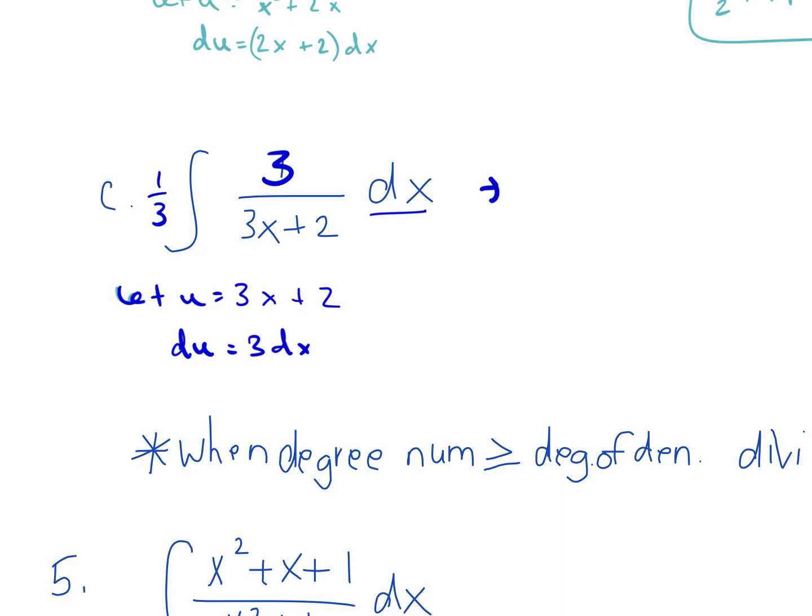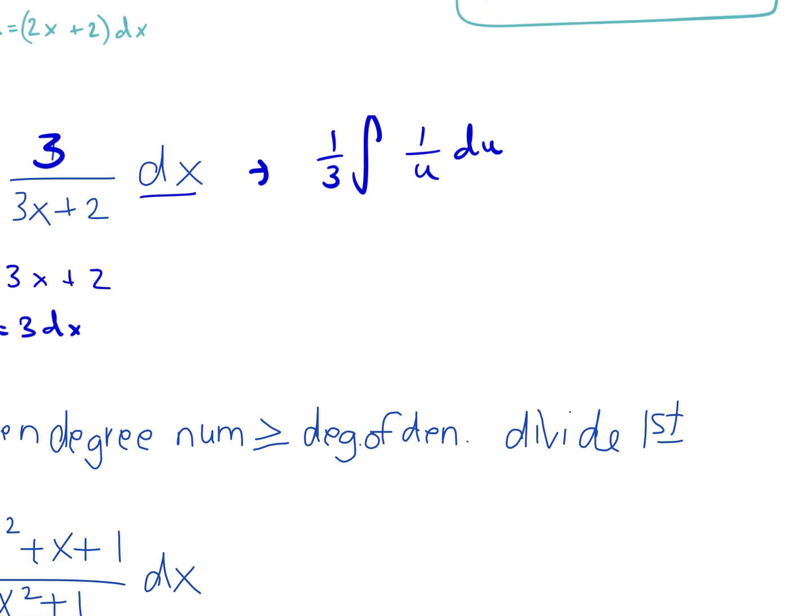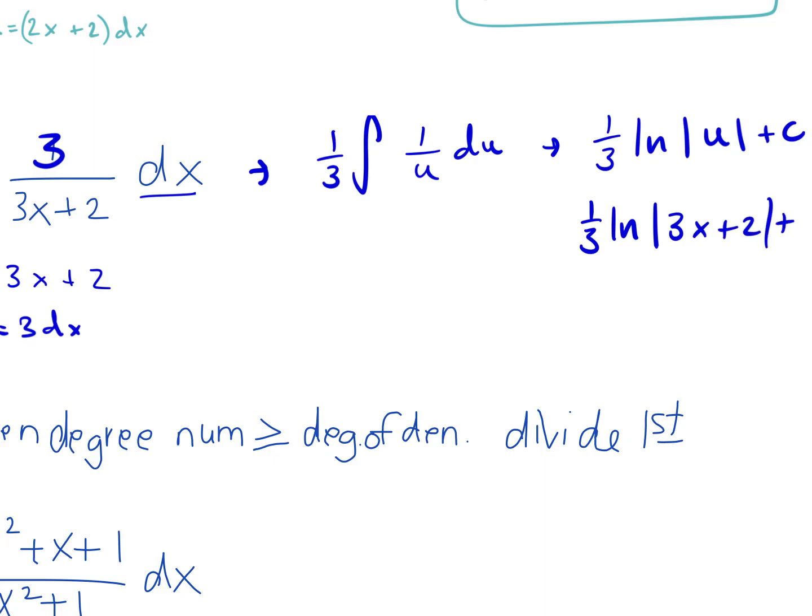So now we can plug in our u's. We've got 1/3 times the integral of 1/u du. What would our antiderivative be of 1/u? Awesome. 1/3 times ln of the absolute value of u plus c. What's the last step? Plug back in the x's. So 1/3 times the ln of the absolute value of 3x plus 2 plus c.